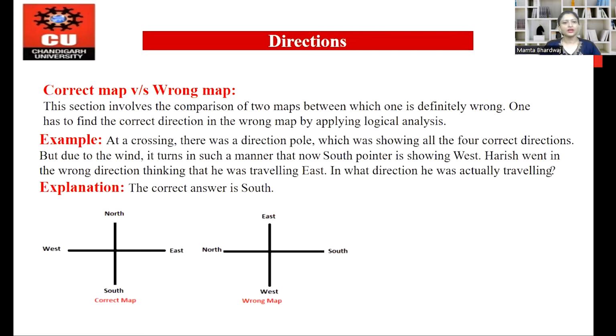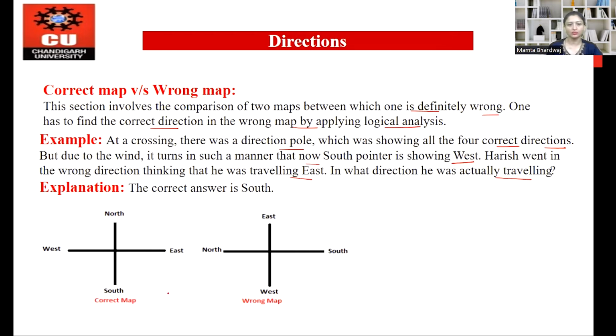The next concept, correct map versus the wrong map. This section involves the comparison of two maps between which one is definitely wrong, and one has to find the correct direction in the wrong map by applying logical analysis. So at a crossing, there was a direction pole which was showing all the four correct directions. But due to the wind, it turns in such a manner that now the south pointer is showing the west. And Harish went in the wrong direction, thinking that he was traveling east. So in what direction was he actually traveling?